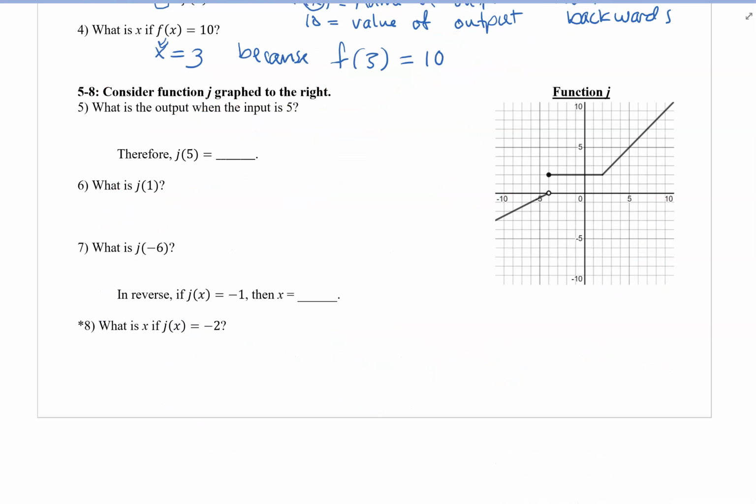So in these next set of examples, the function that we're looking at here is not given to us in table form, but more in graph form. So this is another way to represent a function, in the form of a graph.